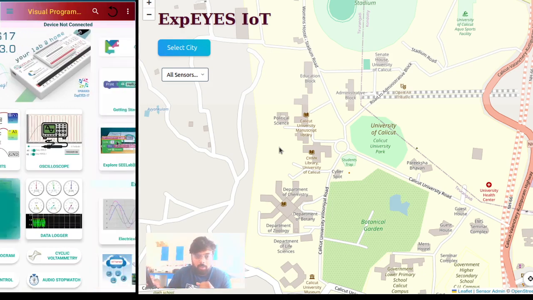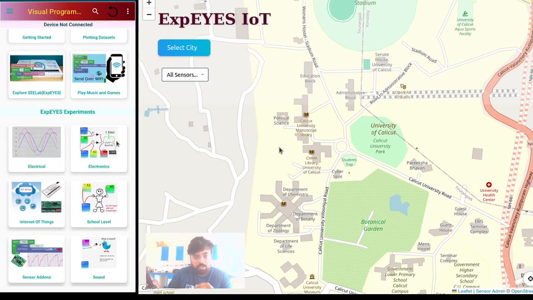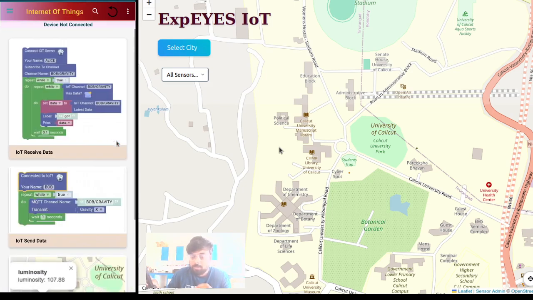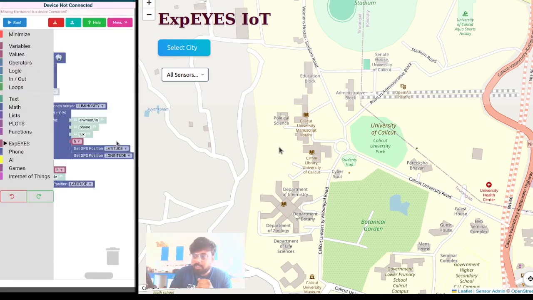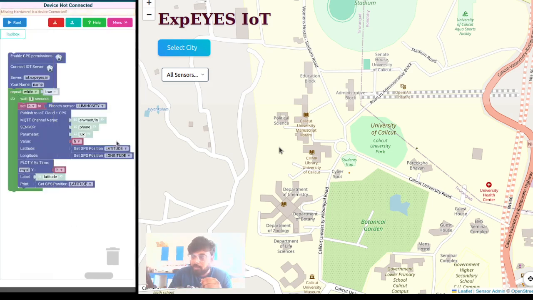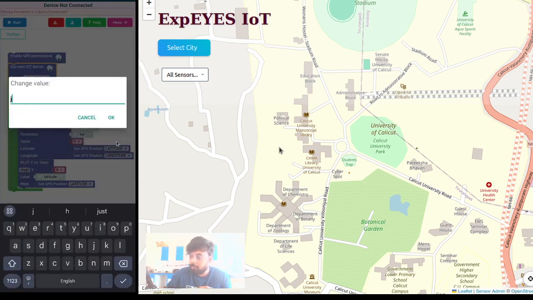Go to visual coding, and under that you have a section called Internet of Things. Here the first two examples are to exchange data with each other. The third is to transmit to this map that you see here, and it's a shared map, anyone can transmit. First of all, you need GPS permissions. You need to connect to the server, and make sure you edit your name and put whatever your name is here.